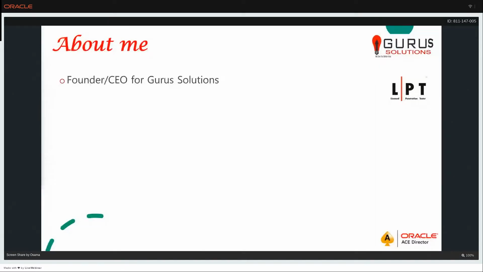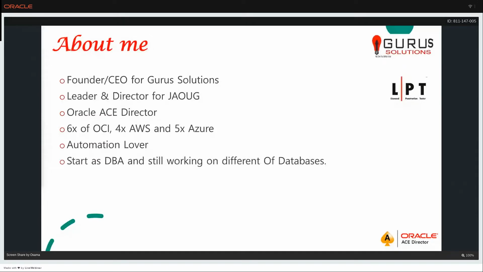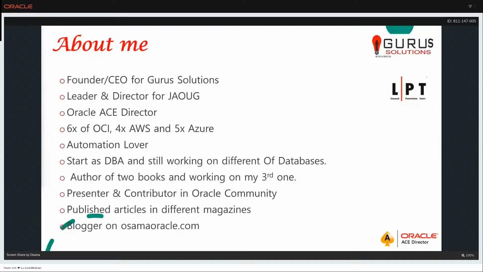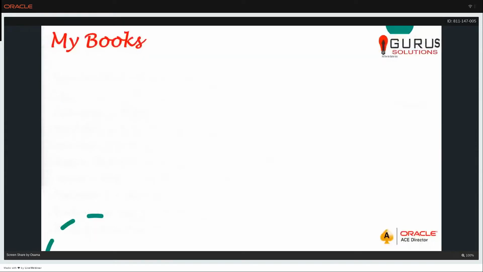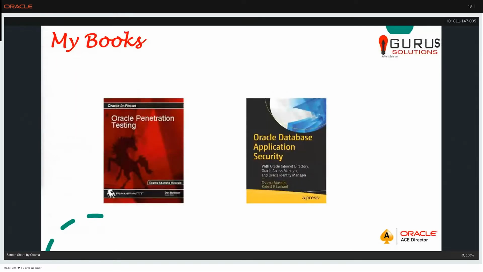I'm the founder and CEO of Guru Solution Company, the leader and director for the Jordan and Melbourne Group, an Oracle ACE director, as well as a certified Oracle provider. I like to automate things as well. I started with databases, but now I'm also working with different databases, plus Oracle. I'm the author of two books, a contributor in the Oracle community, and also a blogger. Both books are related to security, and I'm now working on a third one related to the cloud.